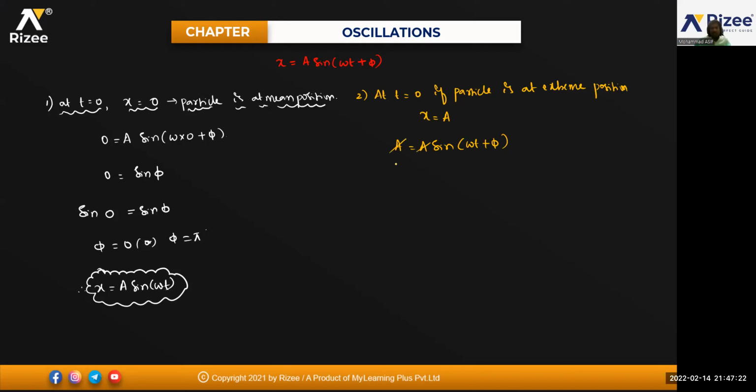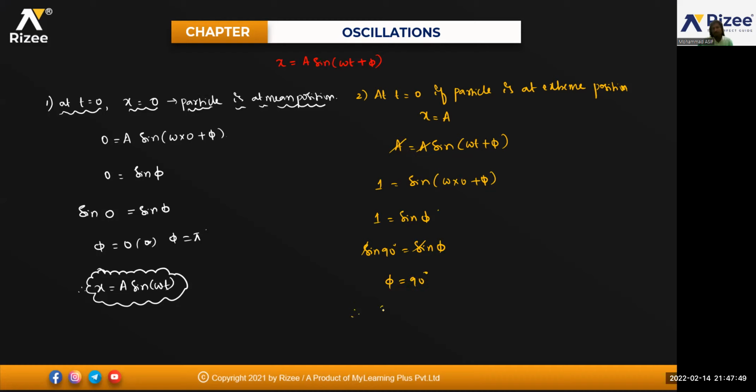This A and this A will get cancelled. So this will be equal to 1 is equal to sine of omega t, where t is 0, plus phi. That means 1 is equal to sine phi. So sine 90 is 1. That means this will be equal to sine phi. So phi will be equal to 90 degrees.